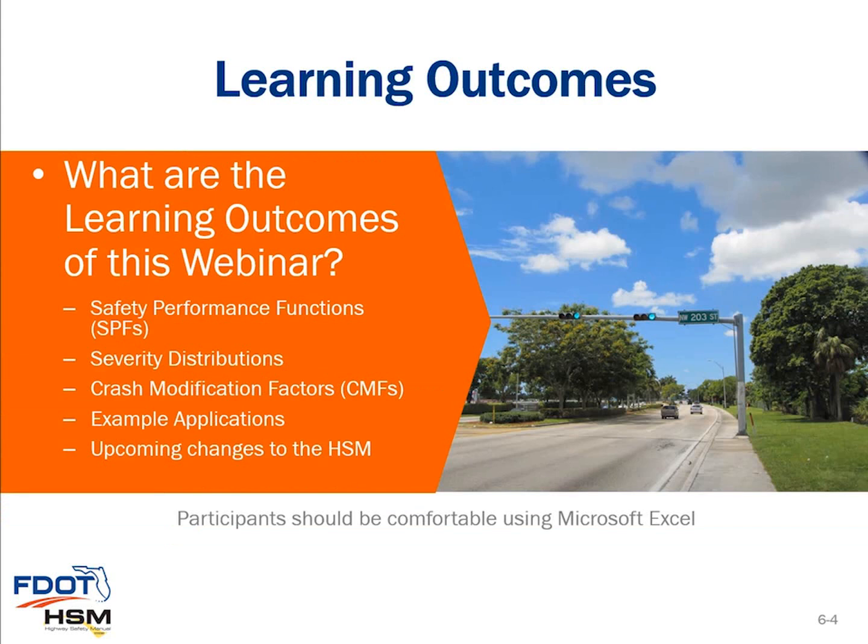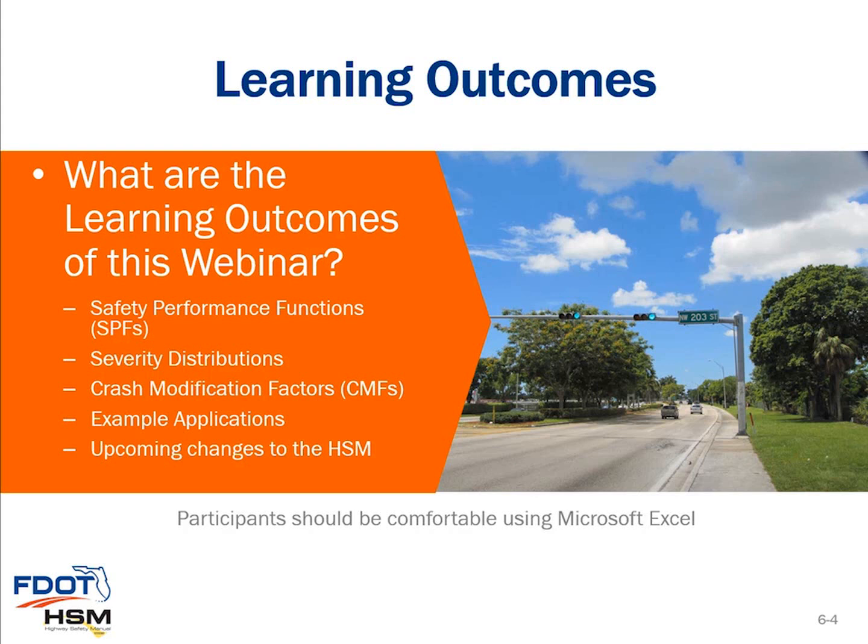The learning objectives of today's webinar are shown here. Similar to what we've done in other webinars, we will be reviewing the safety performance functions, and you'll find those greatly expanded as we move into Chapter 12. We'll also talk about crash severity distributions and how the NCHRP 17-38 spreadsheet can help you with this analysis. Crash modification factors will be reviewed, and this again will be somewhat different with Chapter 12.